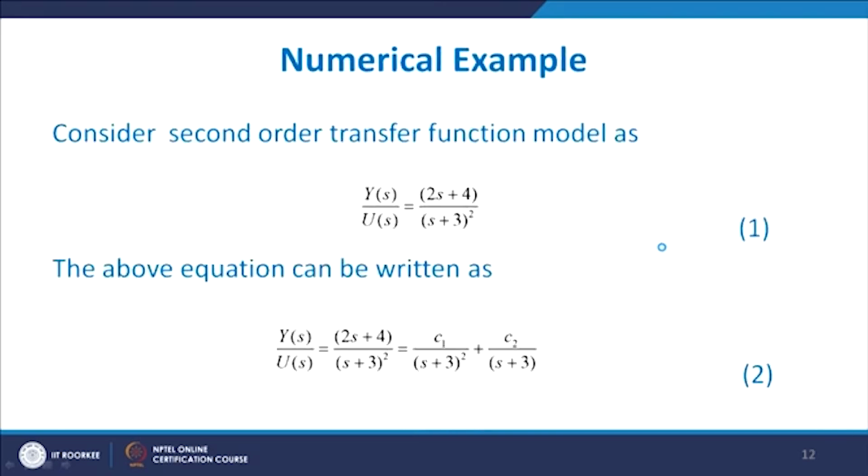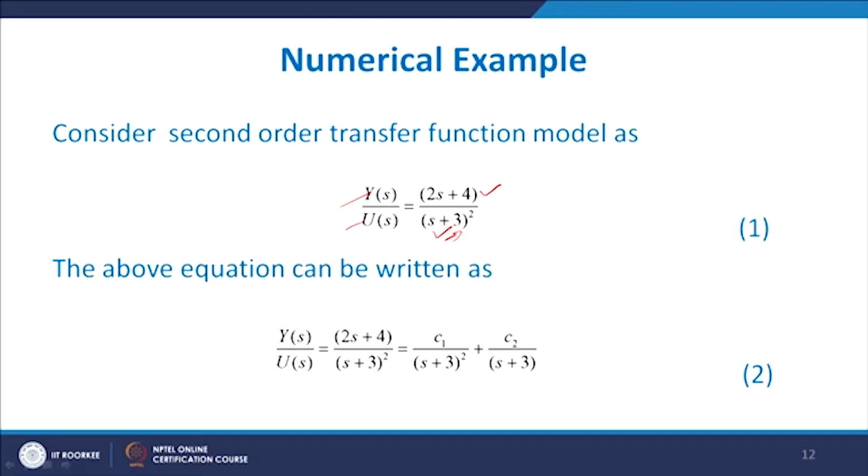So, all theory we have seen. Now, we solve one example, a very simple example. So, here I have taken Y(s)/U(s) equal to (2s plus 4) divided by (s plus 3) whole square. So, how to solve this problem? As I told, this has a repeated pole, (s plus 3) whole square.